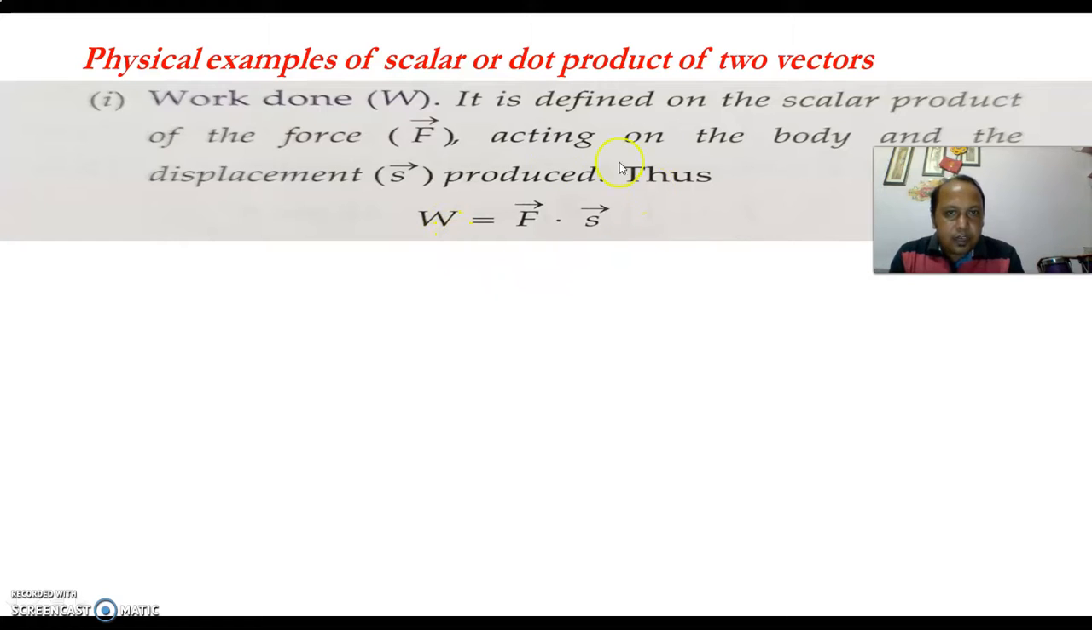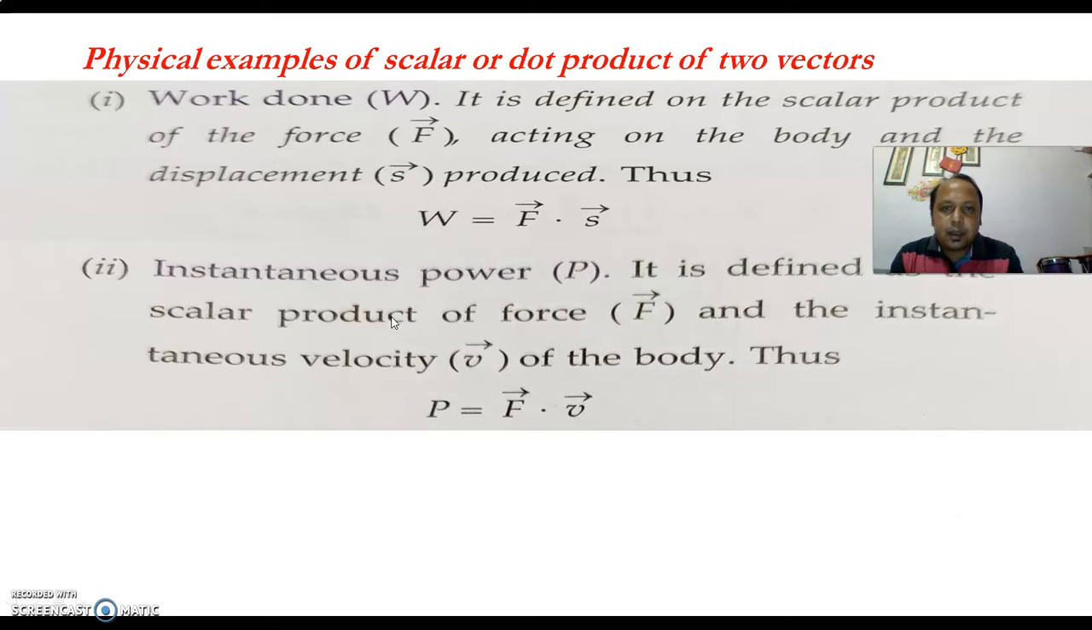This formula you are going to study in the later part of the syllabus, where we will discuss it in a very detailed manner. But for the time being, since we are showing only the example of the dot product, force dot displacement, they are vector quantities, we get work, and work is a scalar quantity. You need to understand that the dot product of two vectors gives an answer which is scalar in nature.